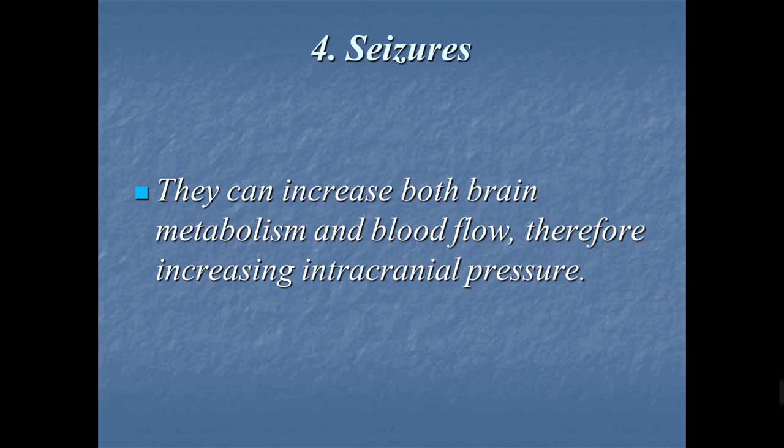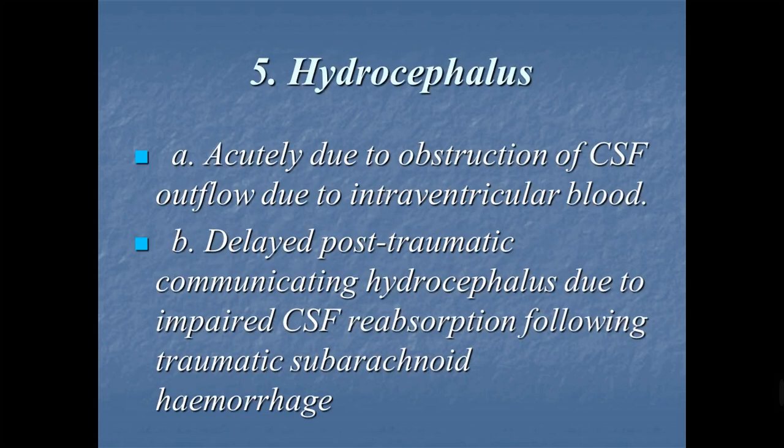Other secondary brain injuries are seizures. They can increase both brain metabolism and blood flow, therefore increasing intracranial pressure. In fact, I don't want you to go into the details of post-traumatic seizures. They are a huge and very big subject because of early and late presentation of the patient. So if you suspect seizure or the patient has a seizure, then start anticonvulsant therapy.